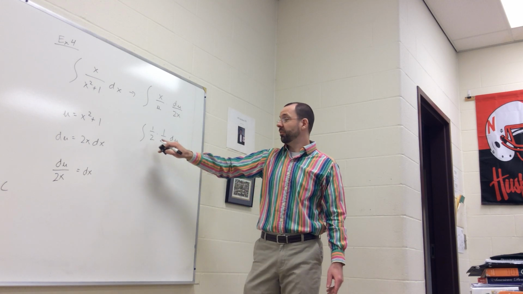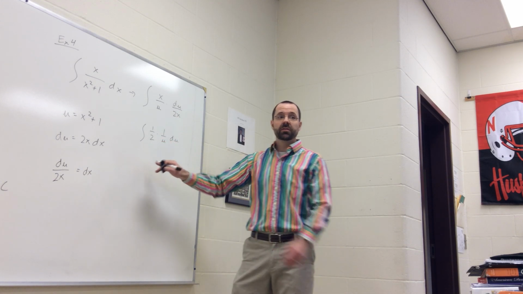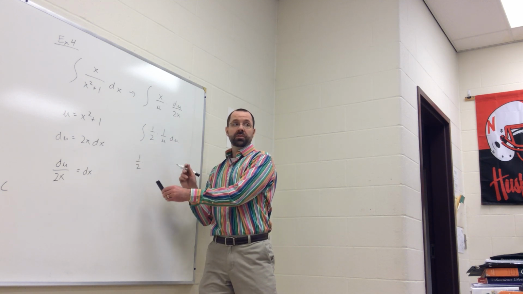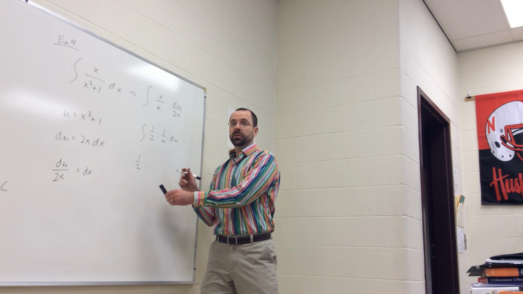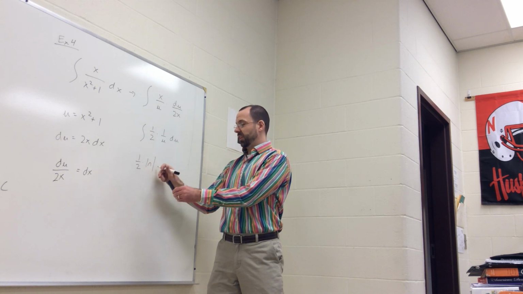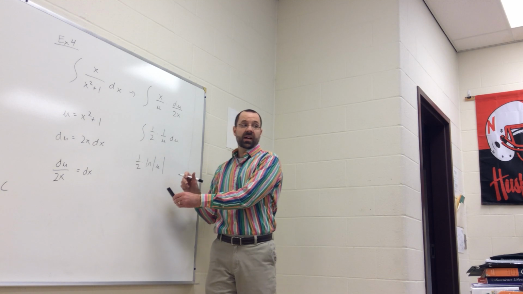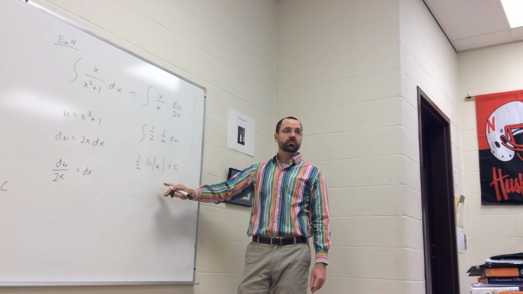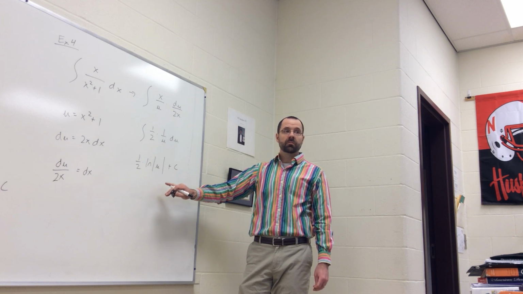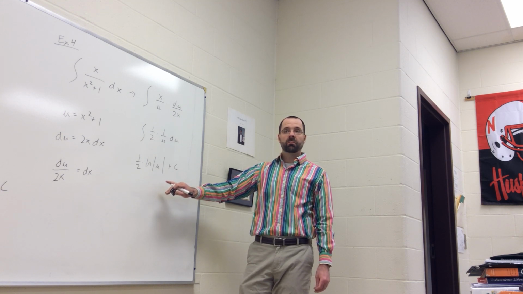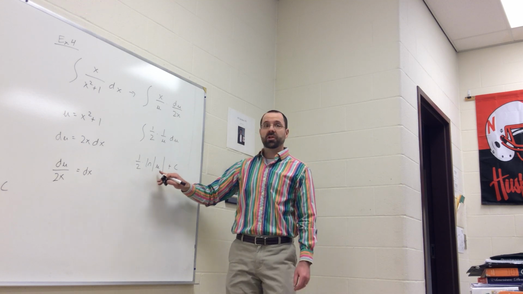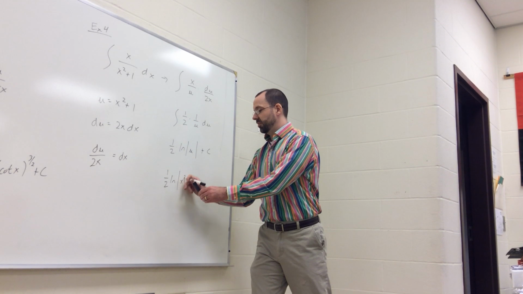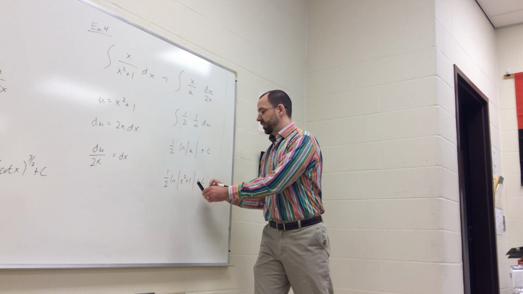So then when you take an antiderivative, a constant can just move down. What's the antiderivative of 1 over u? Nice job remembering the absolute values. It's the natural log of the absolute value of u. And then you translate back to x's, so it's 1/2 times the ln of the absolute value of x squared plus 1, plus c.